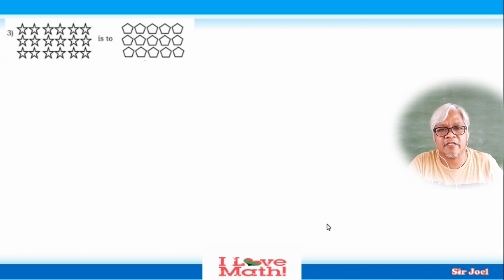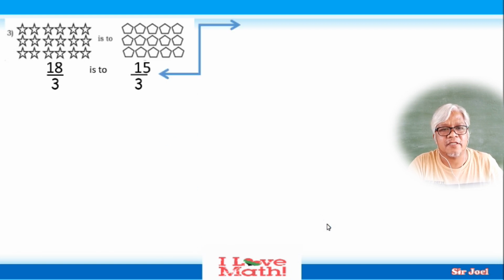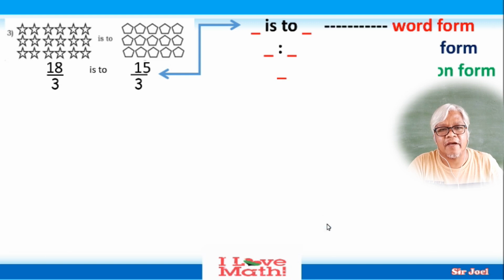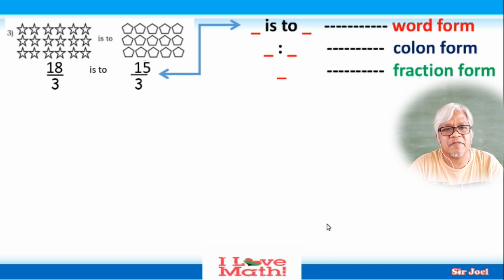How many stars in all? How many pentagons in all? We have 18 is to 15. Look at 18 and 15. They are what? Both divisible by 3. So in this example, try to answer this. So what is 18 divided by 3? And what is 15 divided by 3?